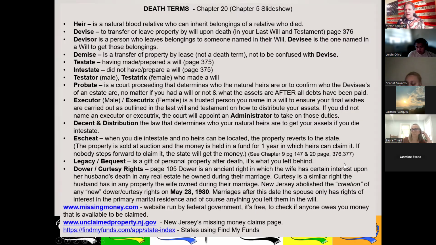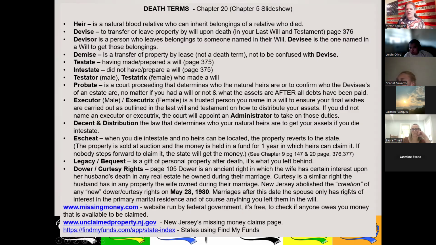So, what are these dower and courtesy rights? Well, it's an ancient right in which the wife has a certain interest upon her husband's death. That's dower. It applies to any real estate that he owned during their marriage. And courtesy is a similar right that the husband has in any property that the wife owned during their marriage.